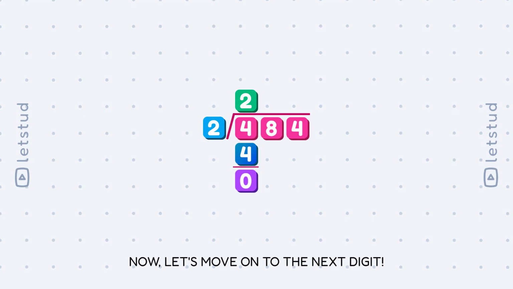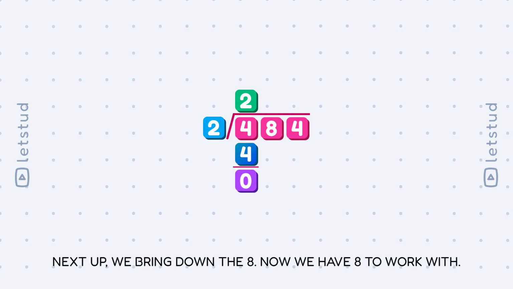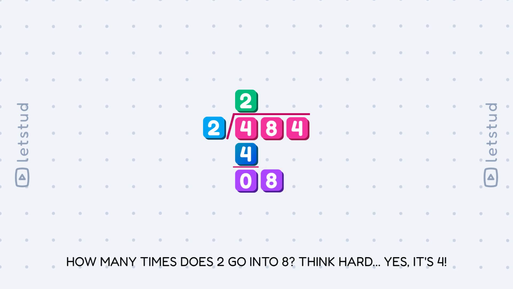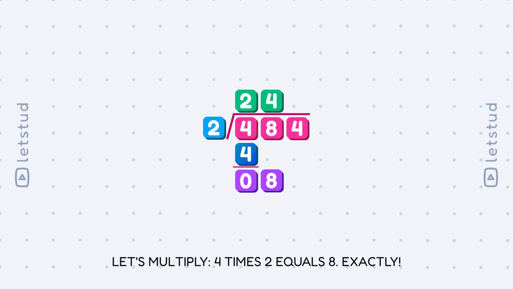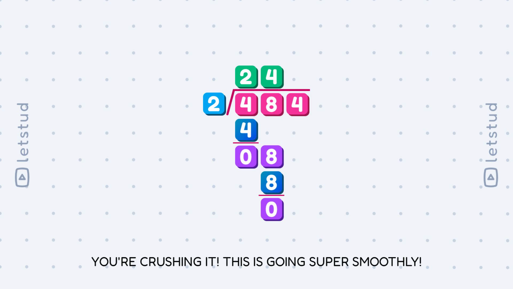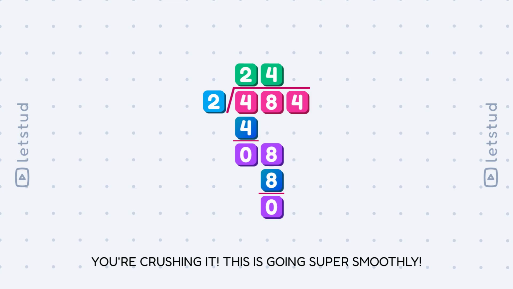Now let's move on to the next digit. Next up, we bring down the 8, now we have 8 to work with. We carry down the next digit, 8, to join our remainder. How many times does 2 go into 8? Think hard, yes, it's 4. Let's multiply: 4 times 2 equals 8, exactly. Subtract 8 from 8, what do we get? 0. You're crushing it, this is going super smoothly.